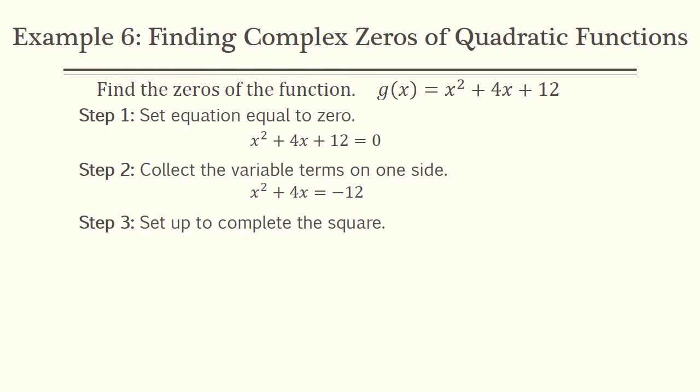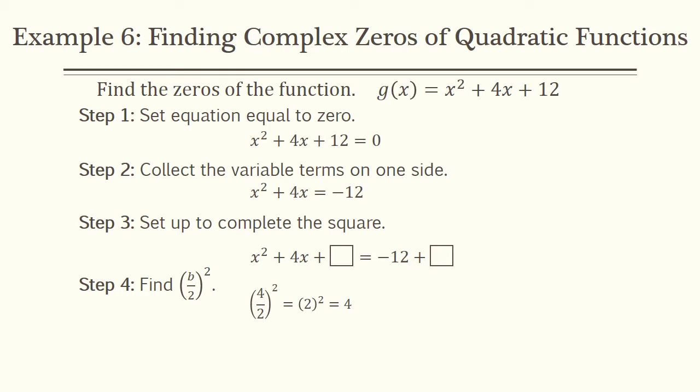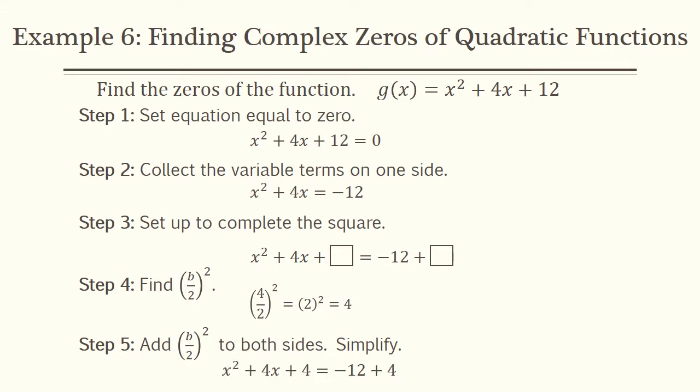Now you just need to set it up to complete the square. So you need to add the empty box to the end of both sides. Fourth step, find b over 2, the quantity squared. So b is 4, so I'm going to plug in 4. 4 divided by 2 is 2. 2 squared is 4. So I'm going to replace the empty boxes with 4s on both sides. I now need to simplify. In order to do that, I'm just taking negative 12 and adding 4 to it. When I do that, I get negative 8.